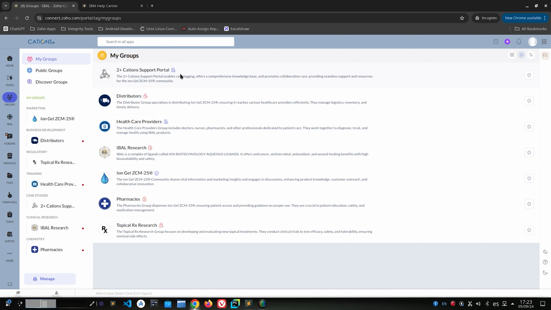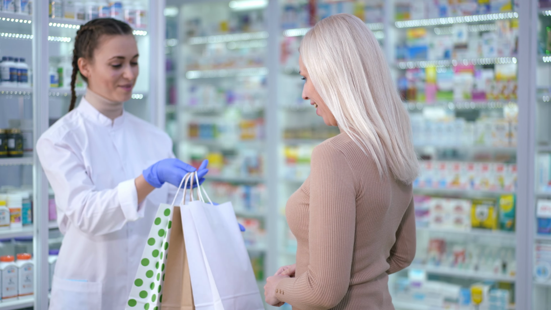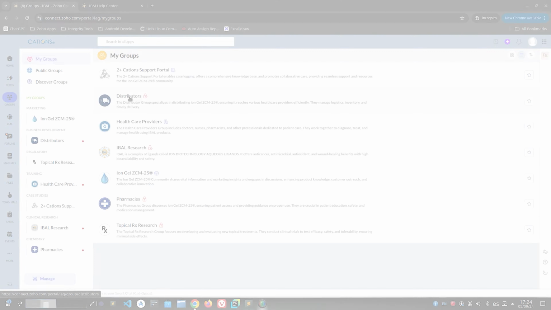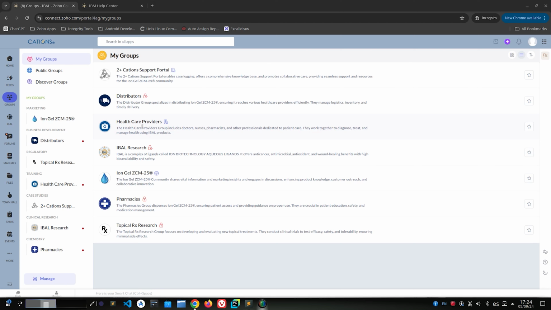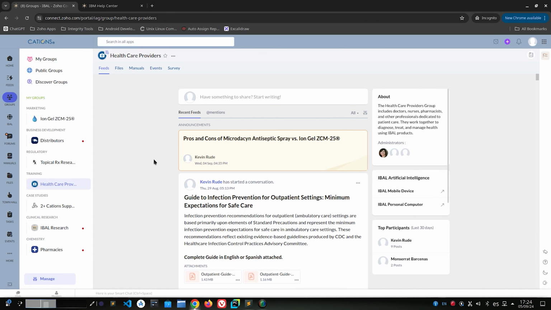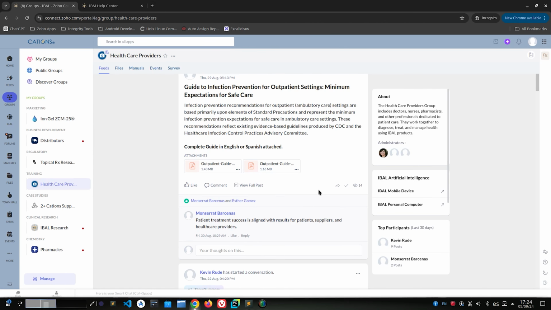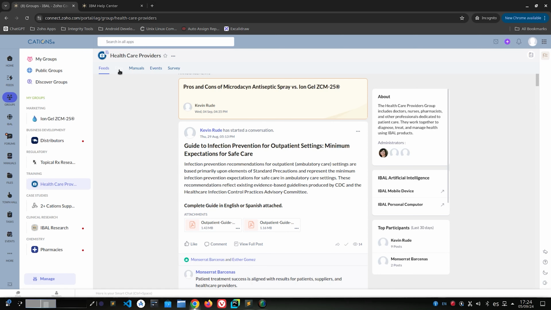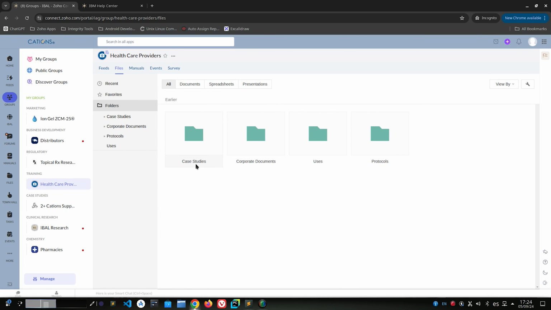The next group is the distributors group, which ensures that Ion Gel ZCM-25 reaches our suppliers efficiently, managing inventory logistics and guaranteeing timely deliveries. Next is the healthcare professionals group. Here, doctors, nurses, pharmacists, and other healthcare professionals collaborate to diagnose, treat, and manage the health of patients using Ion Gel ZCM-25. In this group, you can also find case study files, protocols, and other valuable documents for your daily practice.